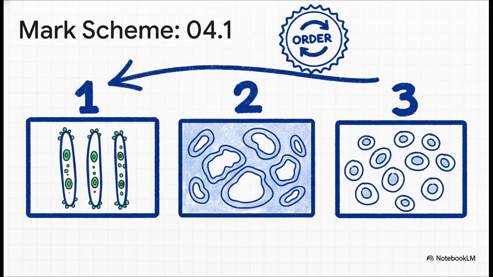The first one is palisade, which totally makes sense, right? It's where most of the photosynthesis happens, so of course it's packed with chloroplasts. The second is spongy mesophyll. All those air spaces are there for gas exchange. And the third is meristem, which are basically the plant's stem cells.